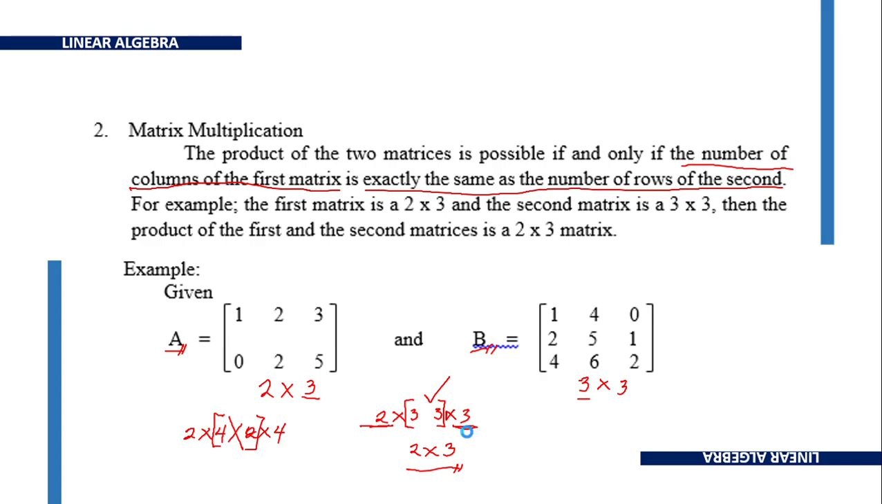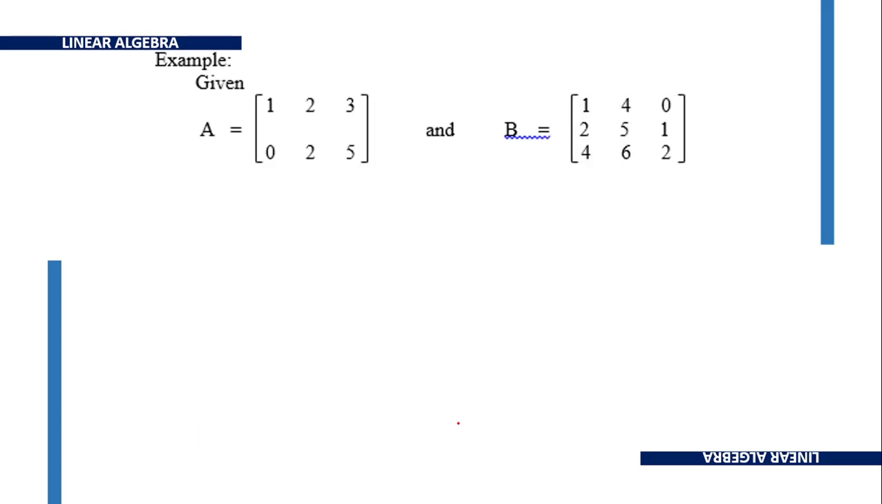Okay? So, let's have some example by using this given. Ayan. So, given matrix A and matrix B. So, paano natin siya i-multiply? Okay? So, ganito class. So, we have A cross B or A multiply B is equal to, ayan. So, ganito class yung mangyayari. So, we have 1, di ba? We have 1, 2, 3, and 0, 2, and 5. For matrix B, we have 1, 4, 0, 2, 5, 1, 4, 6, and 2. So, sulat ko dito ha, para maintindihan.